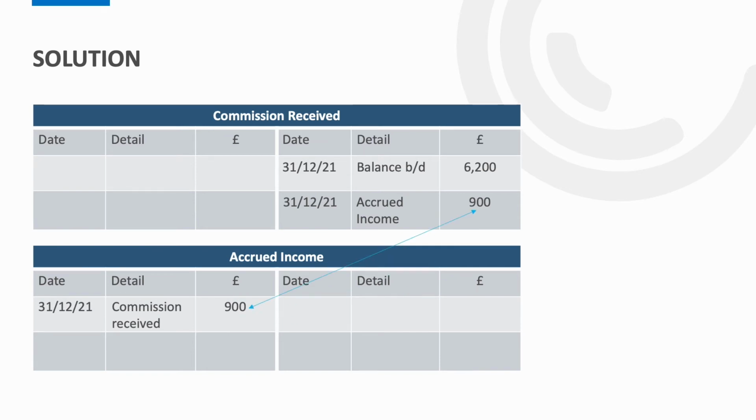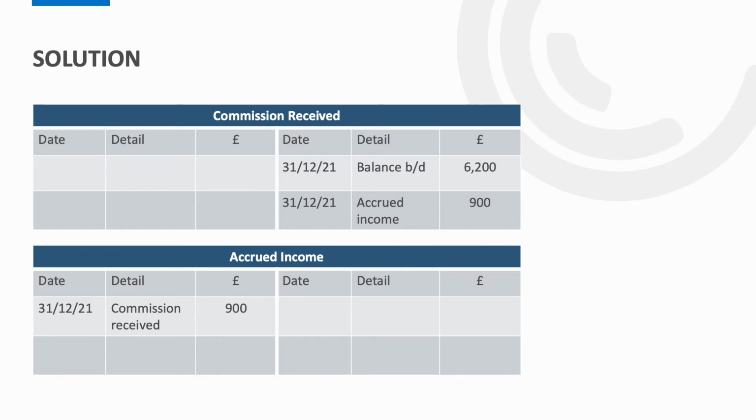We now need to look at closing off these accounts as part of the year-end process. To do this, we transfer the balance on the commission received to the profit or loss. In this example, that would be the current balance of £6,200 plus the accrued income of £900 to give you £7,100. We then debit this to the commission received account and credit the profit or loss. Within the accrued income, we simply need to balance off the account, which will then be brought down into the next period. So how will this look in the new financial year?